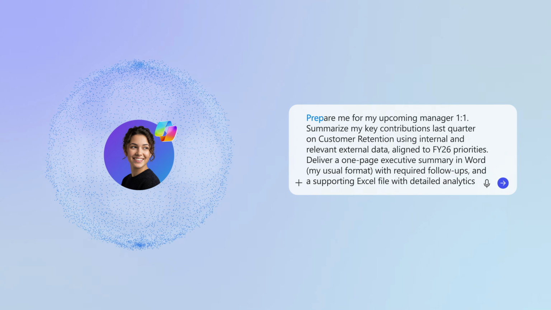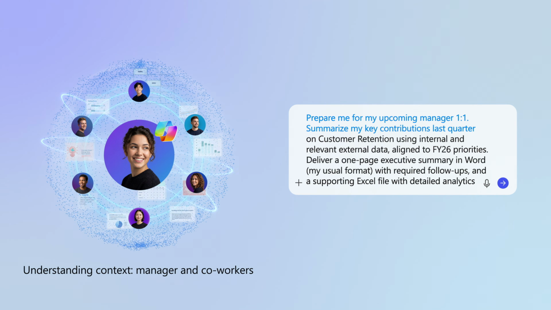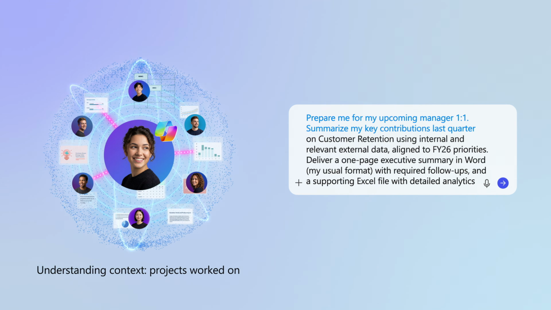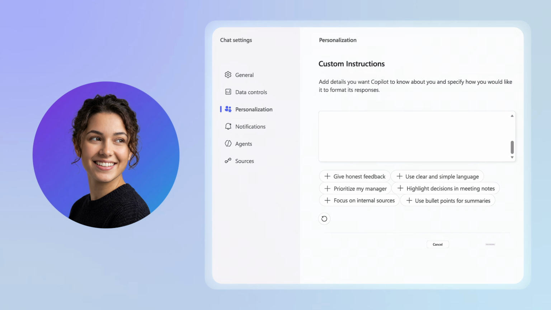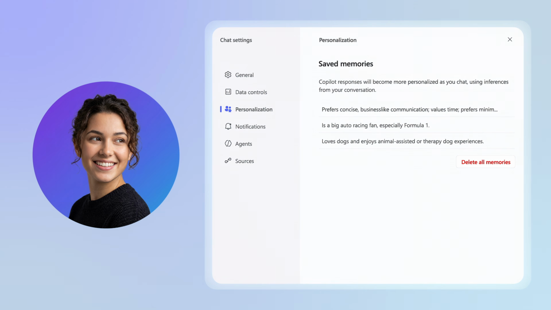Then context adds semantic understanding of your business data and relationships, like who you work with, work patterns, like projects important to you. This context also includes personalization in Copilot, consisting of the instructions you provide to format its responses, as well as saved memories comprising personal interests and important facts that Copilot retains from chat.